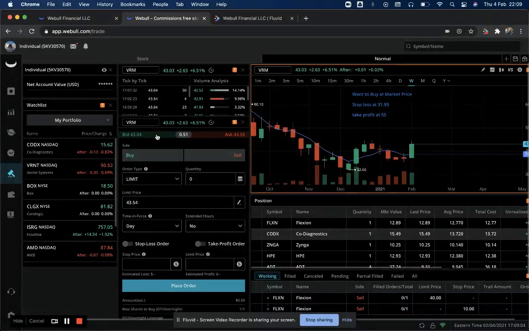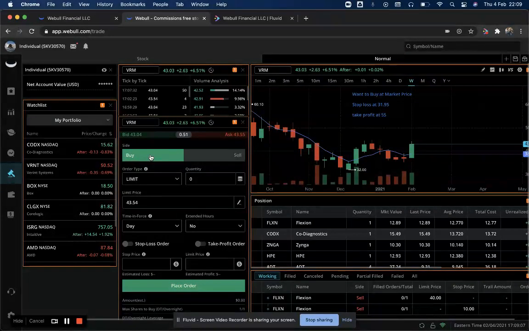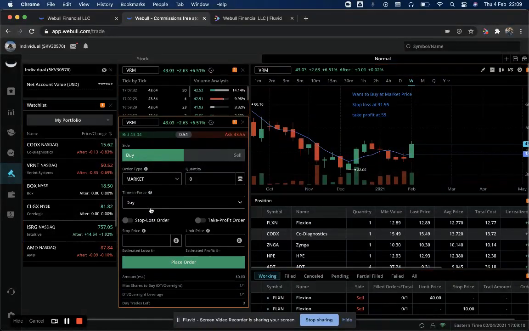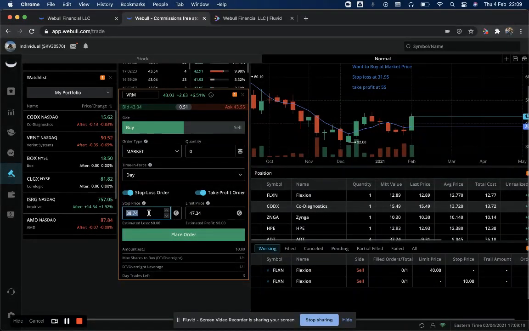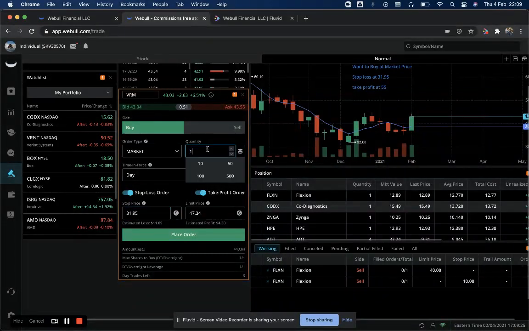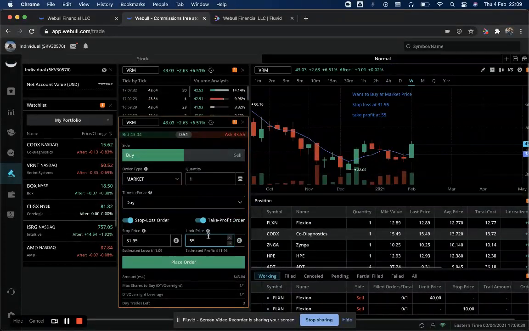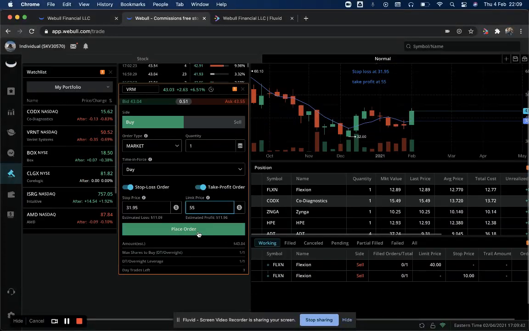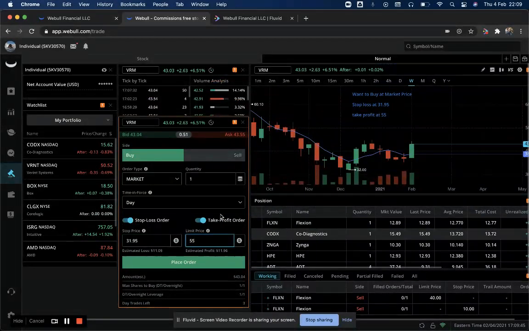So we come over to this section right here, and we click on buy first, and then we go for a market order. Time in force is day, and then you do stop loss and take profit. Okay, so we want our stop price to be 31.95. We want our quantity to be just 1. And we want our take profit to be 55, for instance. And it tells you, hey, this is how much you can lose, this is how much you can make off of this stock. All right? And then you just press place order. And that's it. That's how you buy a market order.